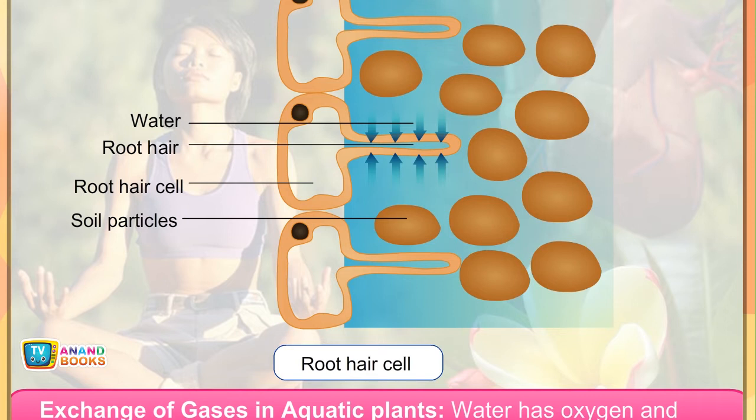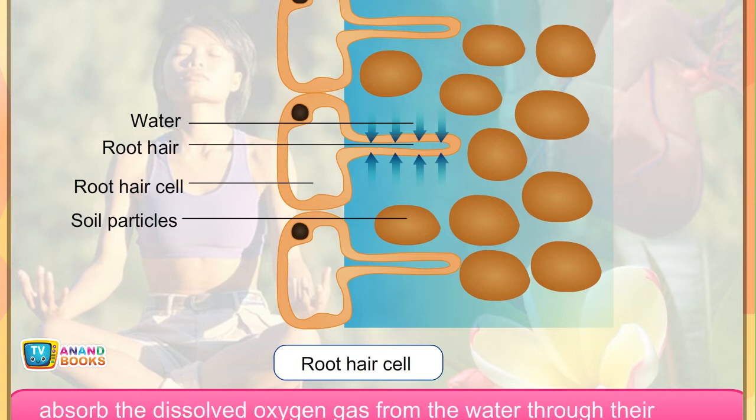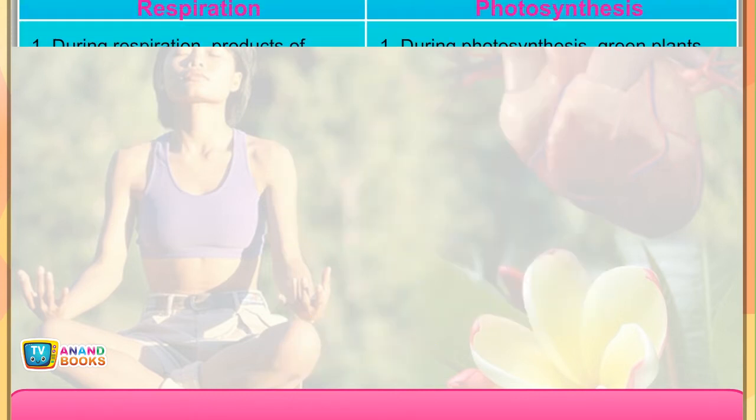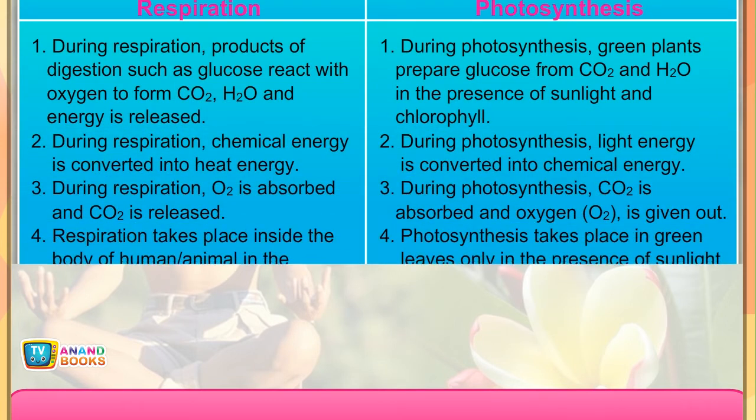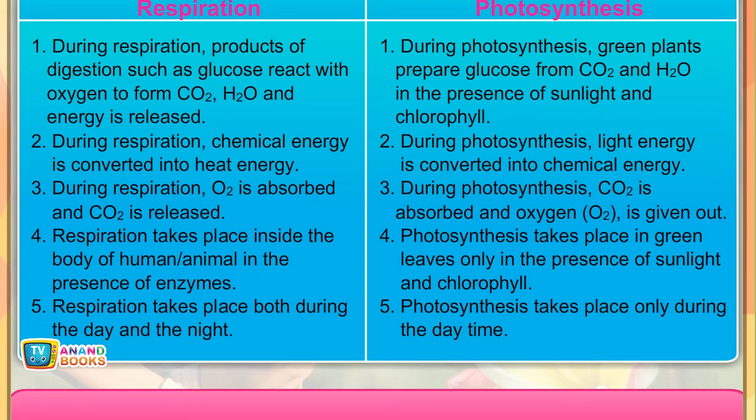Exchange of gases in aquatic plants. Water has oxygen and carbon dioxide gases dissolved in it. The aquatic plants absorb the dissolved oxygen from the water through their general body structure. Differences between respiration and photosynthesis. The main differences between the two processes are given below.